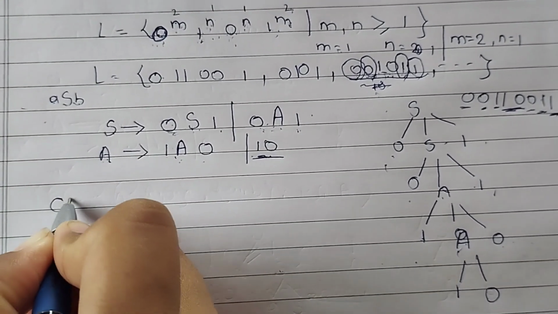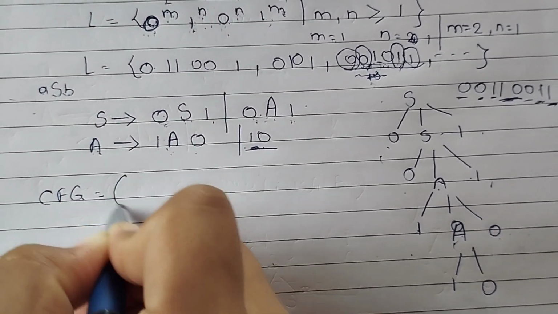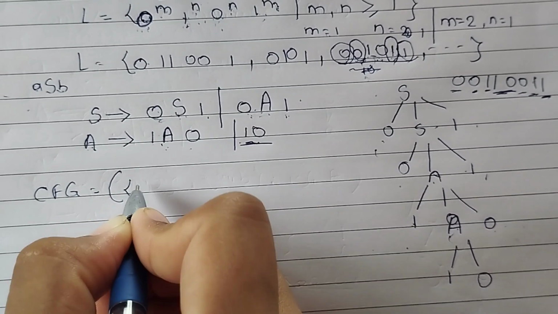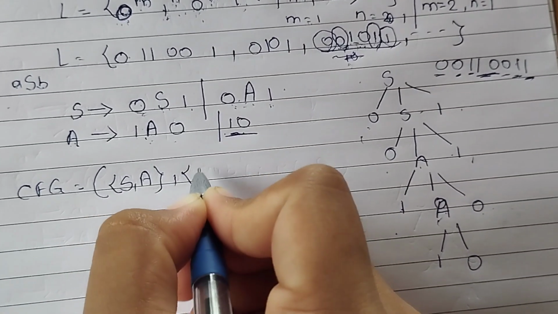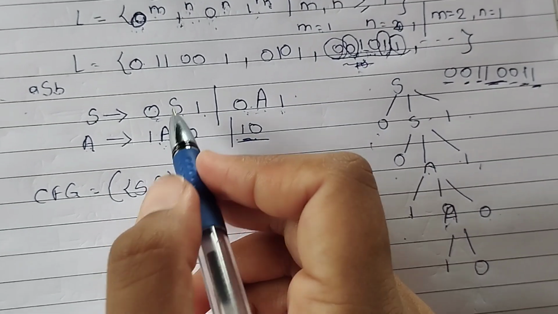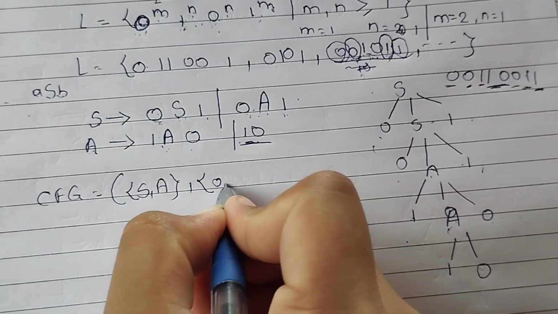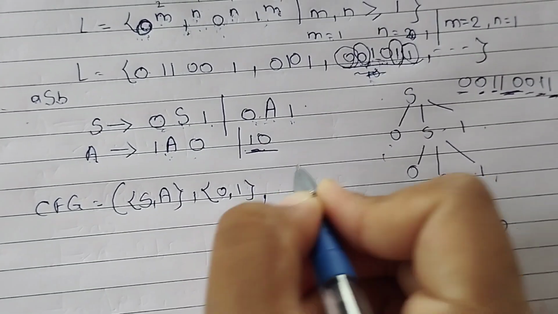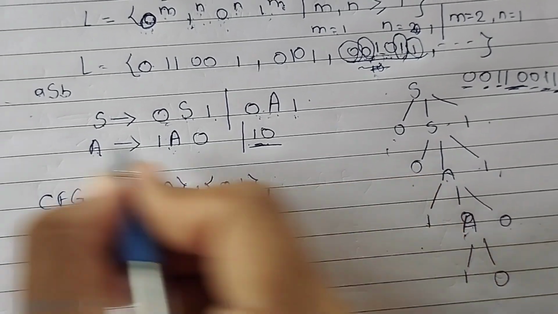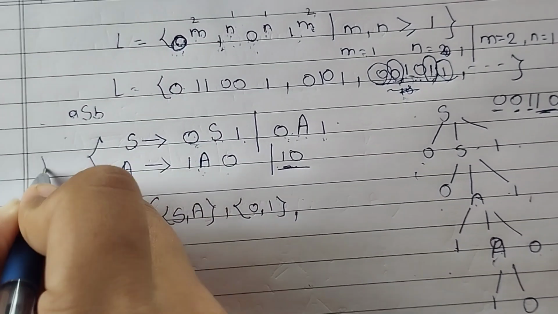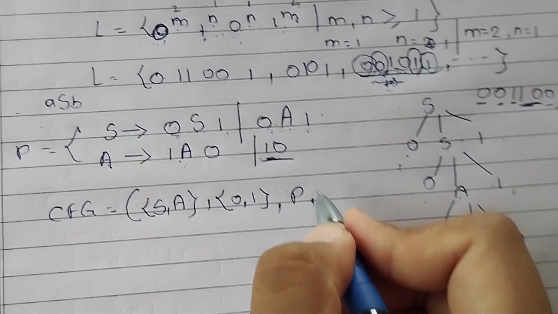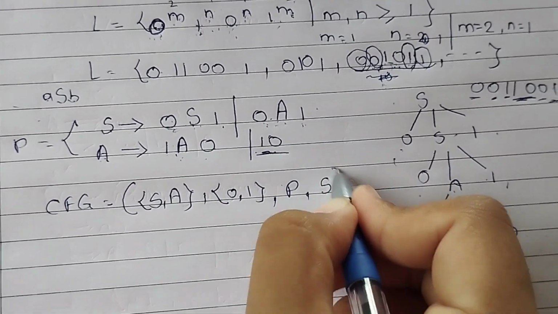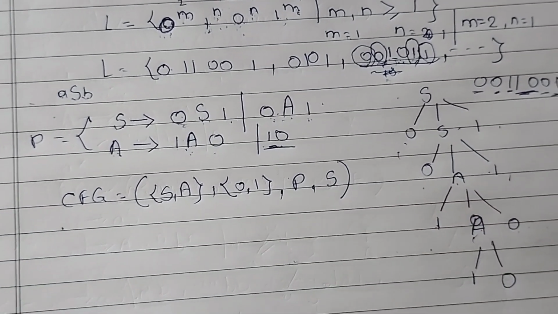Now we write here the CFG. CFG is nothing but: first write all these capital letters S and A, then write small letters, which means the input. Here the input is 1 and 0. Then we write the production, so first initialize it as a production. So this is the P. Then the starting symbol, so the starting symbol is S. So this is our CFG.